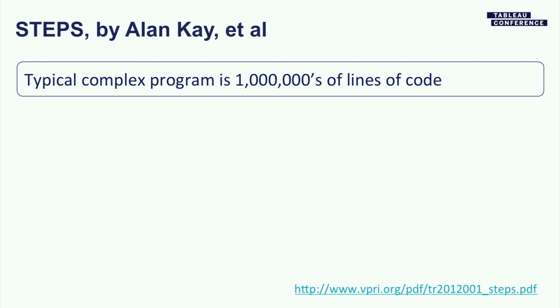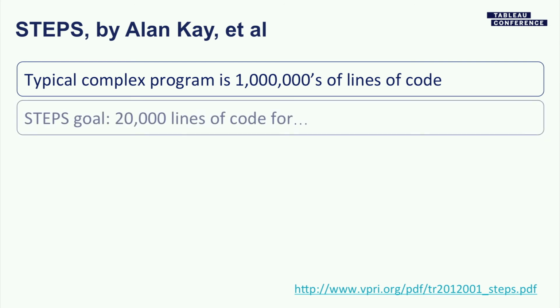So they were looking at software and how much code it takes to write typical software. A complex program like Tableau is millions of lines of code. I don't know about you, but I can't keep millions of lines of code in my head. That is really complex. And most of the software you use falls in that class. Something like Windows or Mac OS is probably tens of millions or hundreds of millions of lines of code. And so what they tried to do in STEPS is they had this goal. It was a 5-year project, and they wanted to just have produced this team of people in 5 years. All they wanted to do was write 20,000 lines of code.